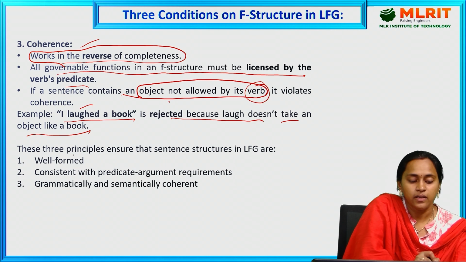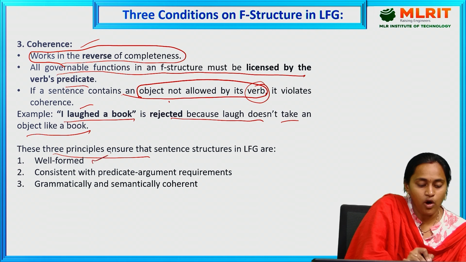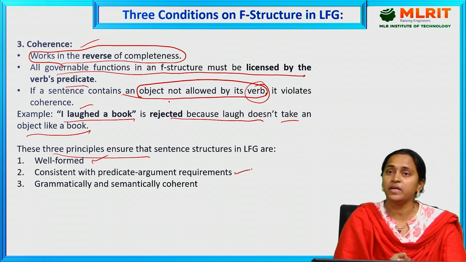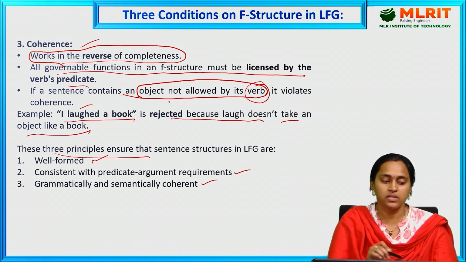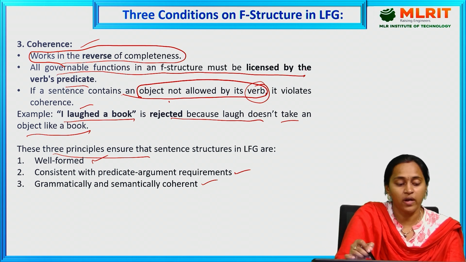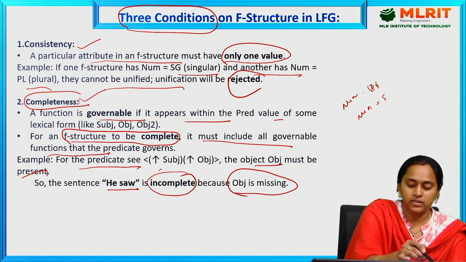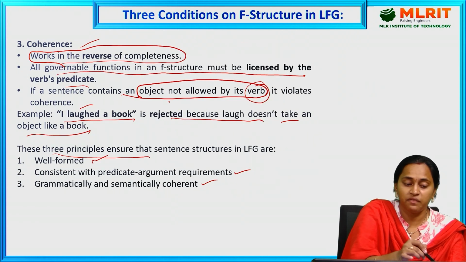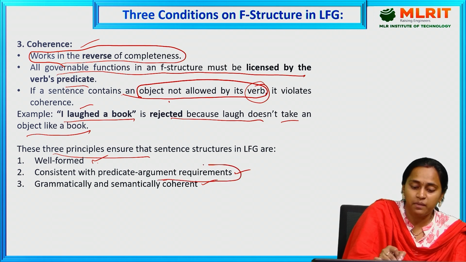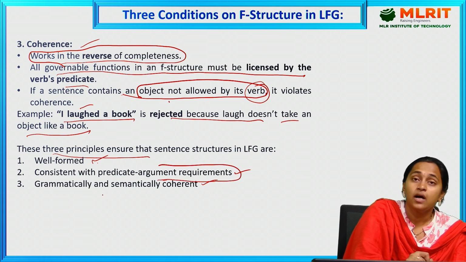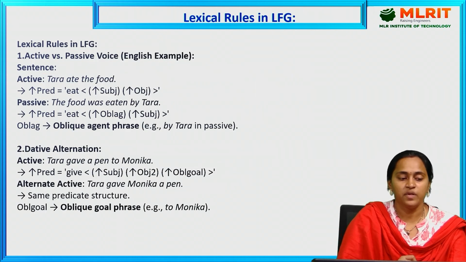See here, these three principles ensure that sentence structures in LFG are well formed and consistent with predicate-argument requirements, and grammatically and semantically coherent. These three principles are consistency, completeness, and coherence. Consistency defines the well-formed structure, completeness defines consistency with predicate-argument requirements, and coherence defines the grammatical and semantic coherence. Let's see the examples here.